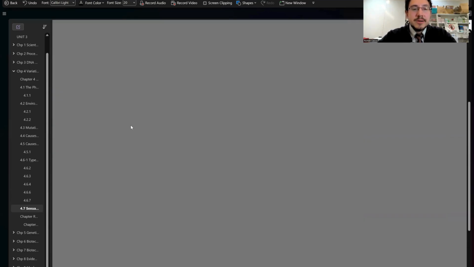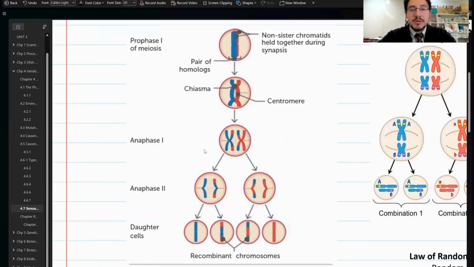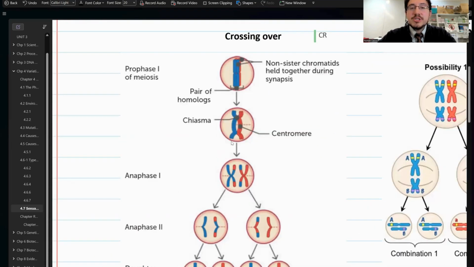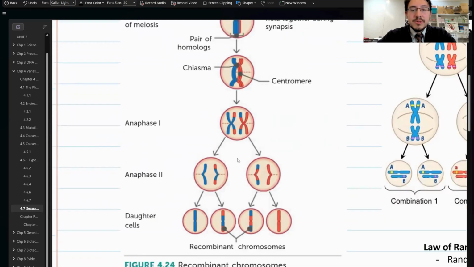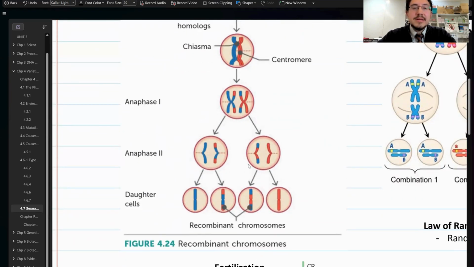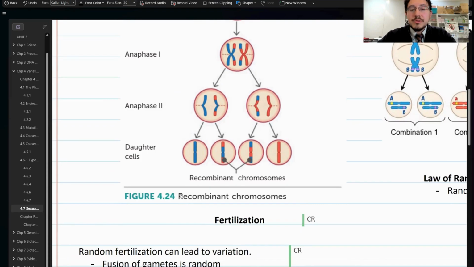Let me just zoom in here. You have homologous chromosomes that exchange little chromosomal arms between the non-sister chromatids, to provide variation among the alleles of a particular gene. So that's one way you can enhance variation. This is also known as recombinant chromosomes.